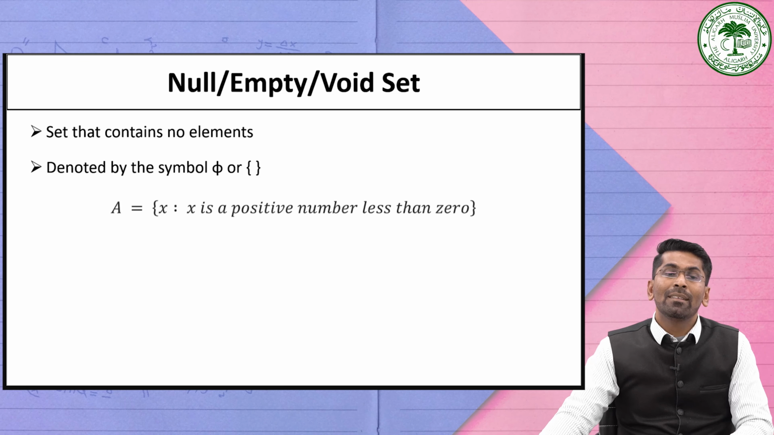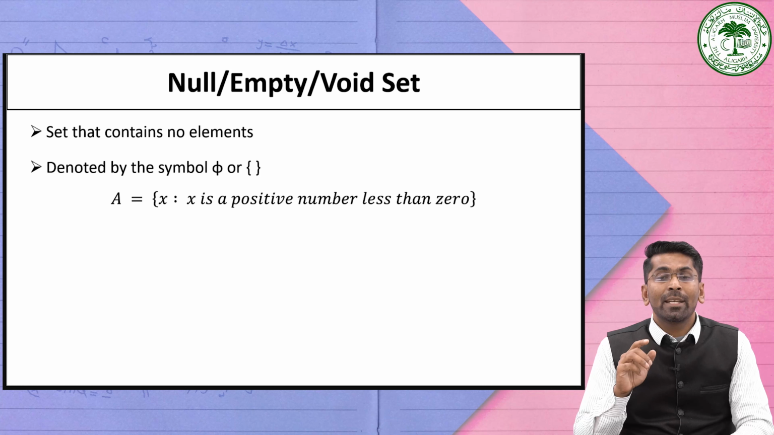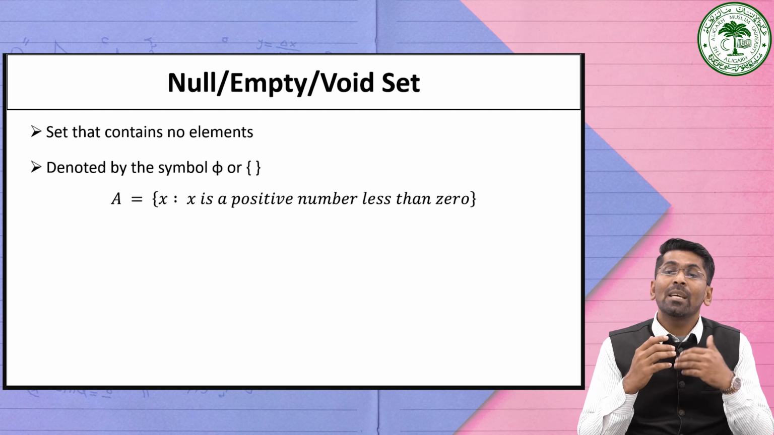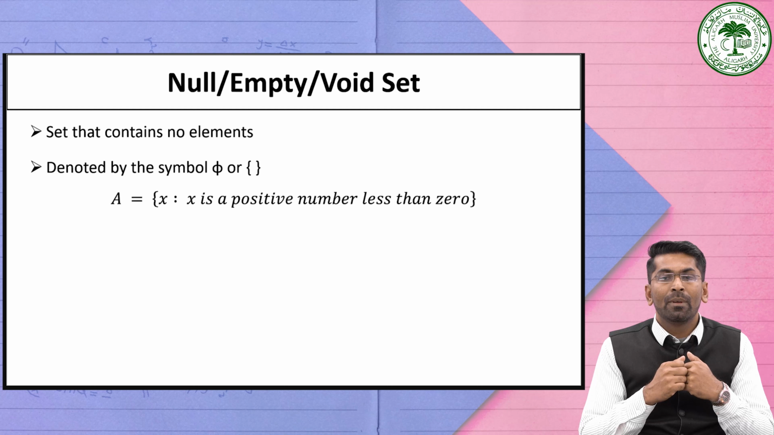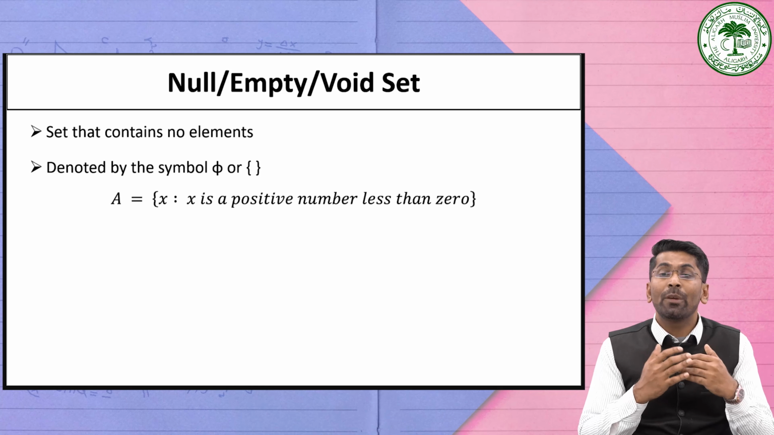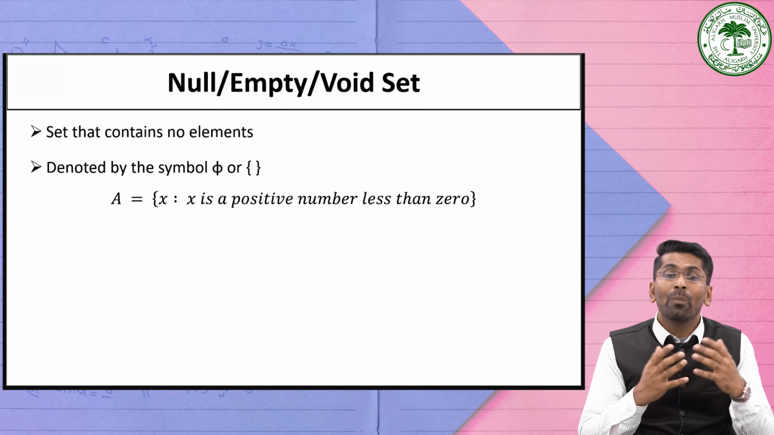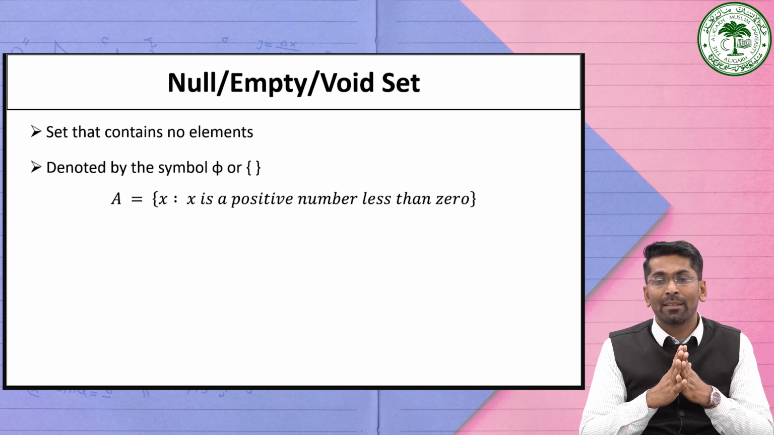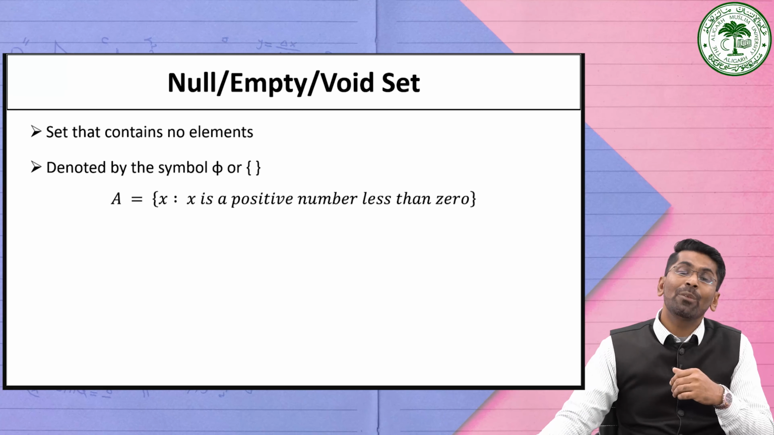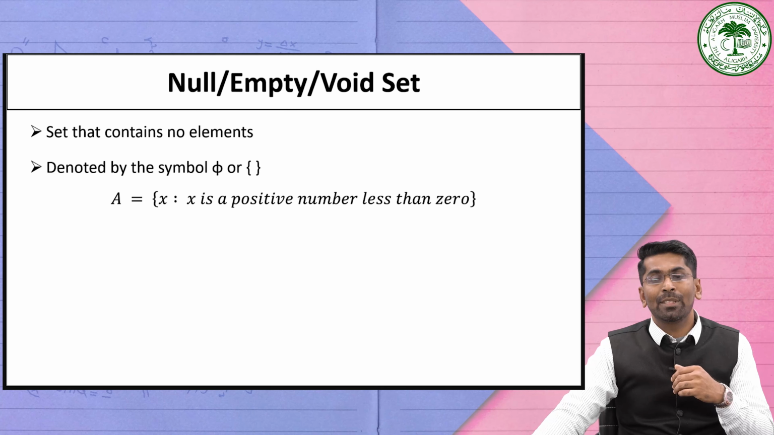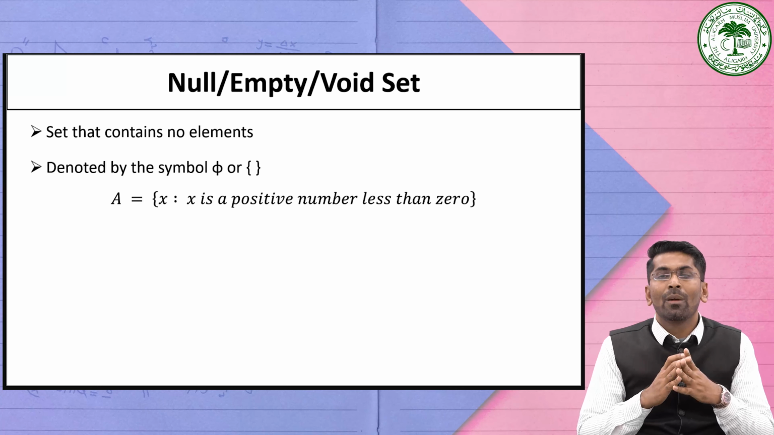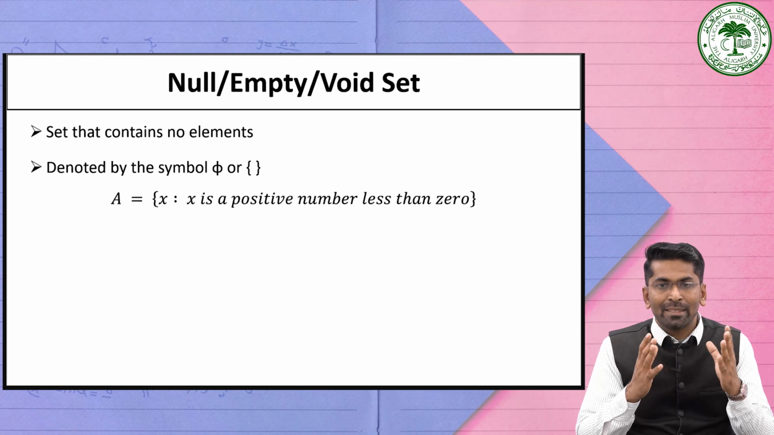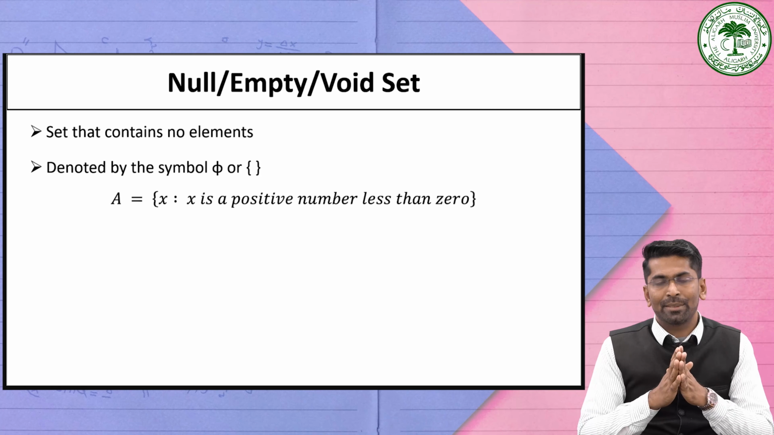For example, A is the set of all elements x such that x is a positive number less than 0. So here, a set of positive numbers which are less than 0 would, of course, be an empty set, because there are no positive numbers that are less than 0. So this set would be represented by phi or simply curly braces.